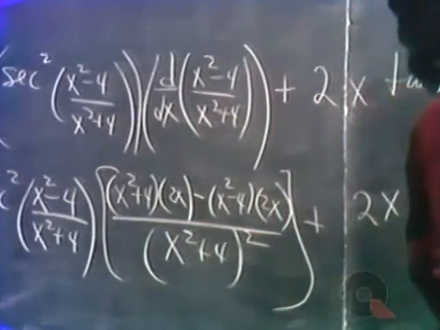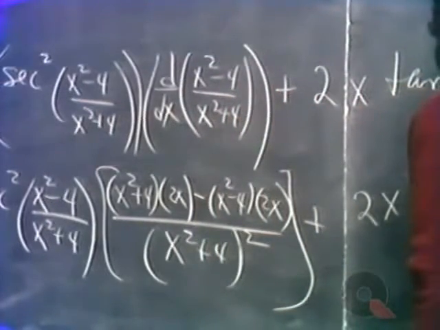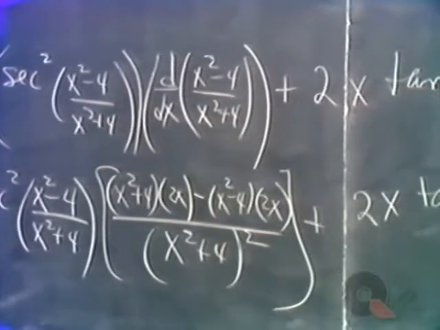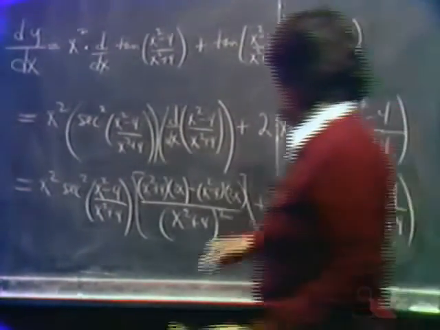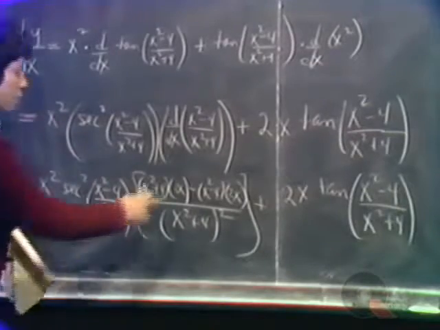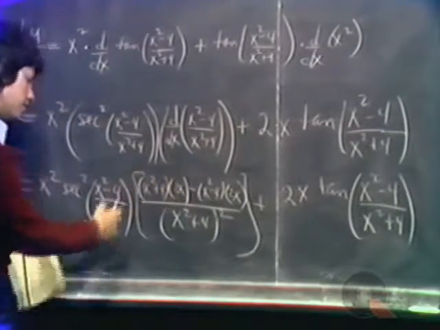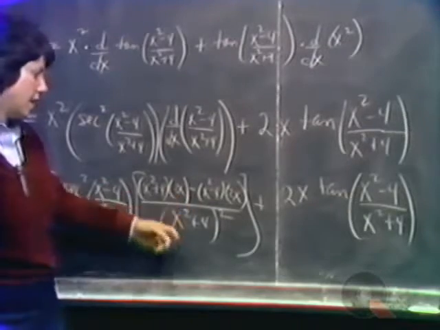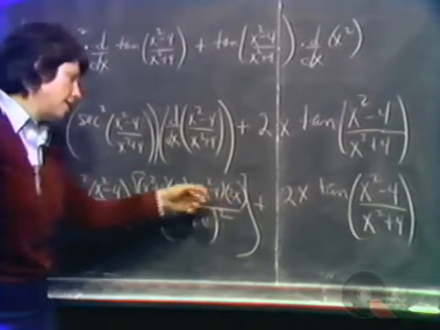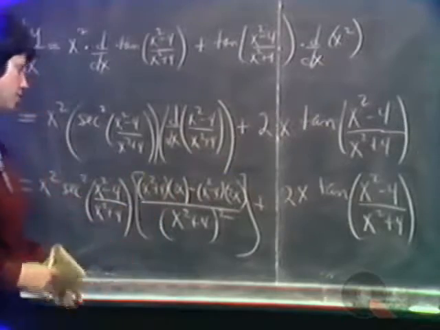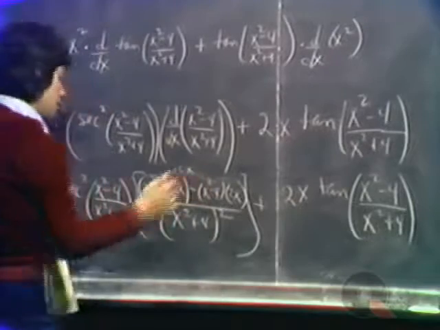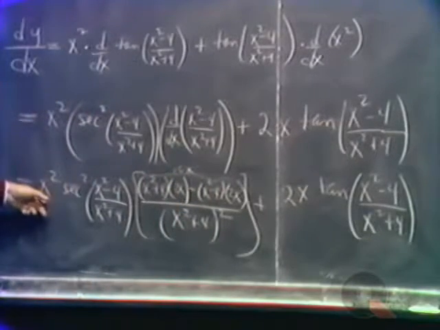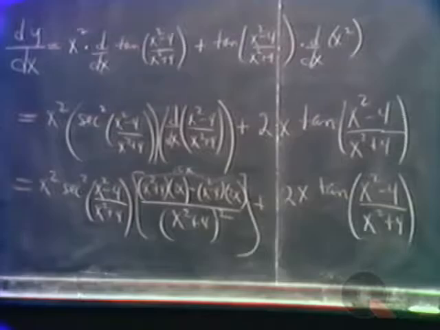plus 2x tangent of x squared minus 4 over x squared plus 4. And the only real simplification here would be you could multiply this out. You would get 2x cubed plus 8x. You'd get a minus 2x cubed and a plus 8x. The 2x cubes would cancel. The numerator here simplifies to 16x, and that could be multiplied by the x squared out in front. Okay, but that's basically the best you can do on it.